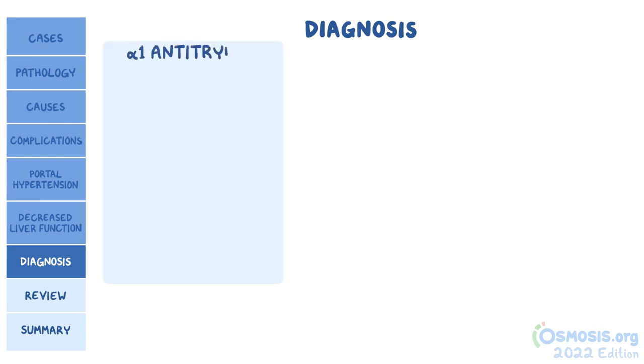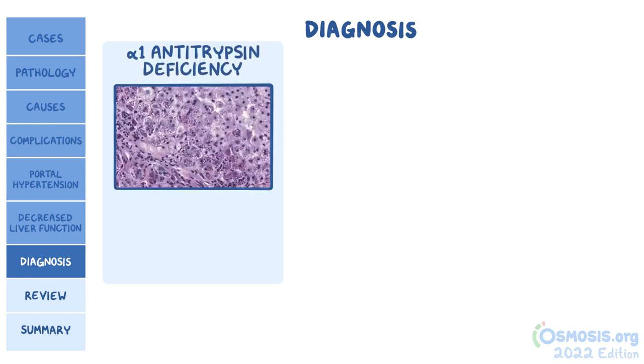In alpha-1 antitrypsin deficiency, a liver biopsy will reveal globules of misfolded alpha-1 antitrypsin protein inside the liver cells. And remember that these are periodic acid Schiff or PAS stain positive.